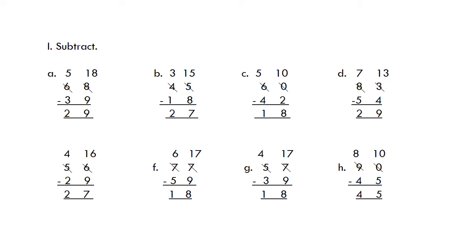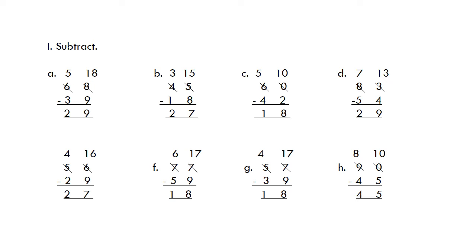17 minus 9 equals 8. Write 8 in ones column. And now look at the tens column. 4 minus 3 is equal to 1. Write 1 in tens column. So 57 minus 39 is equal to 18. So your answer is 18.